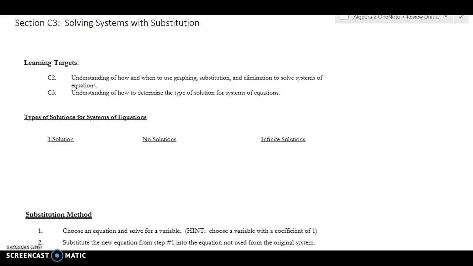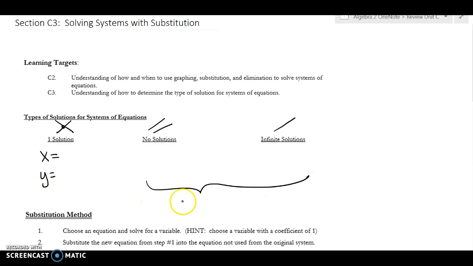All right, what we're working with today is solving systems of equations using substitution. So we've done graphing, and in graphing, one solution is when they cross, no solution is when they're parallel, and infinite solutions is when there's only one line. So now when we're using an algebraic method like substitution, with one solution, you're going to get an x equals and a y equals. For no solution and infinite solutions, this is when your variables are going to be gone. They cross off.